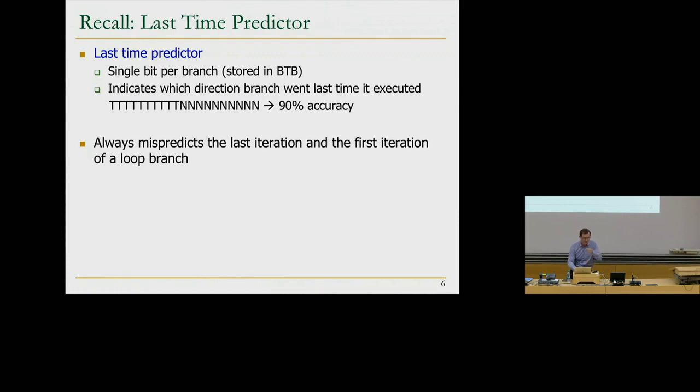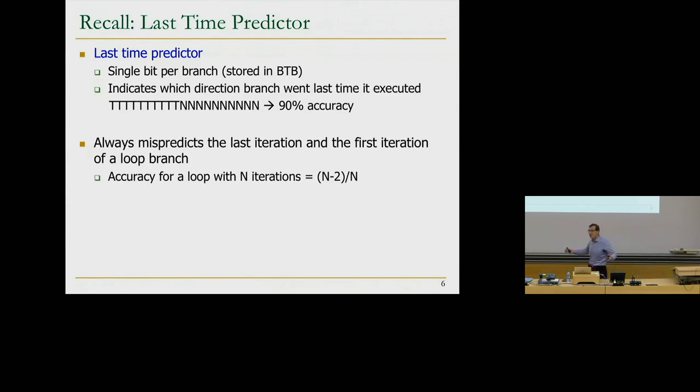because you think that the loop is going to be executed based on the previous iteration. And then when you get into the first iteration, you're going to mispredict this iteration of the loop also, because the last time the branch was executed, it was not taken, but it's supposed to be taken when you get into the loop. So basically, if you have a loop with n iterations, you are guaranteed to mispredict twice, and so your accuracy is (n minus 2) over n.